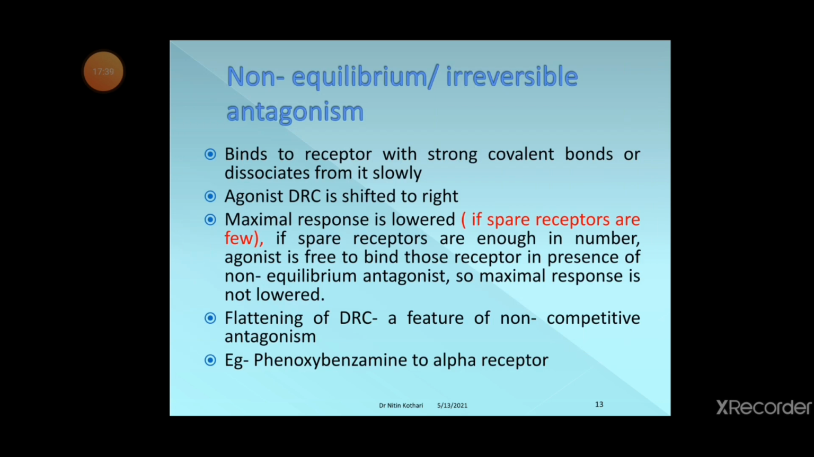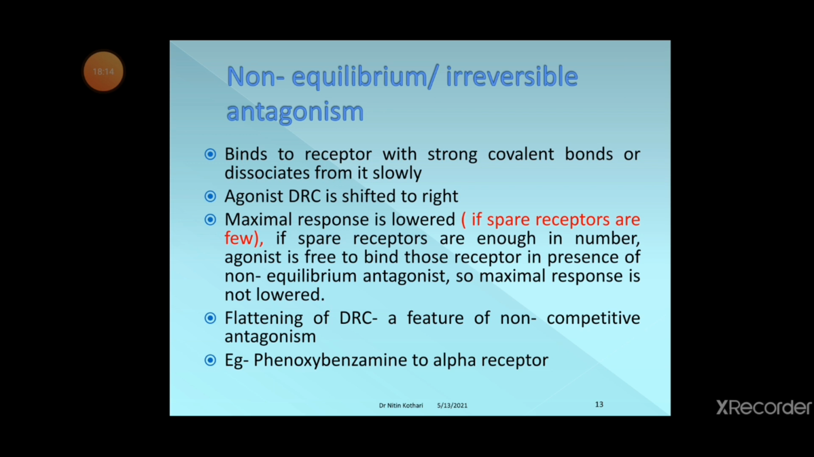Now we have discussed competitive reversible type of antagonist and non-competitive antagonism. Now we will discuss irreversible type of competitive antagonism. As it is a type of competitive antagonism, there is a competition between agonist and antagonist for binding to the same receptor. But there is a difference between the reversible and irreversible type.